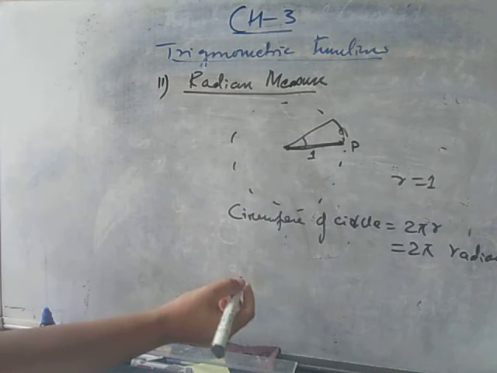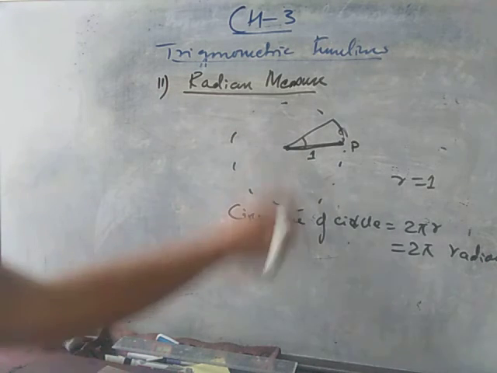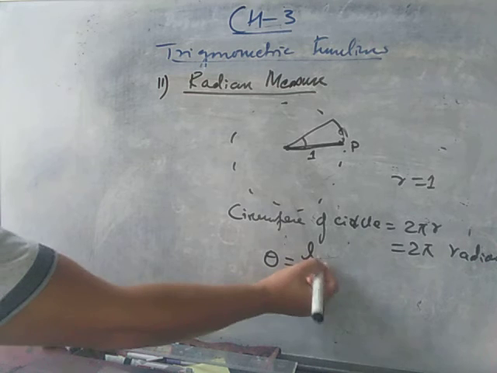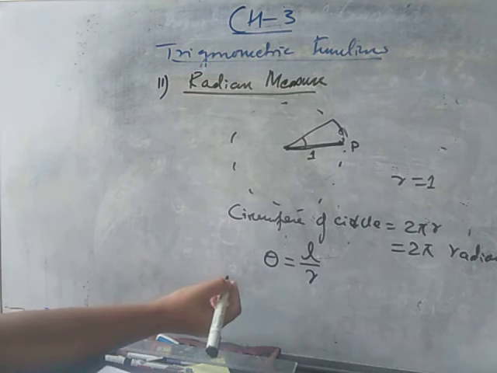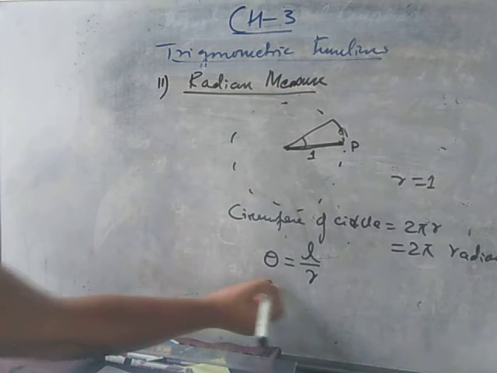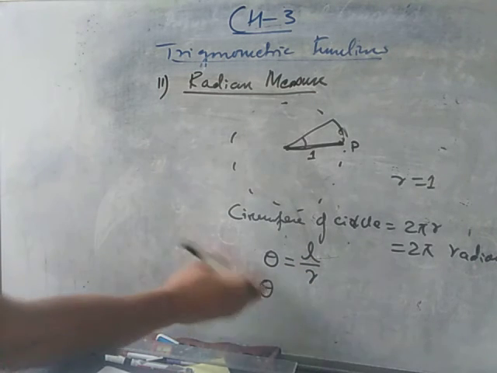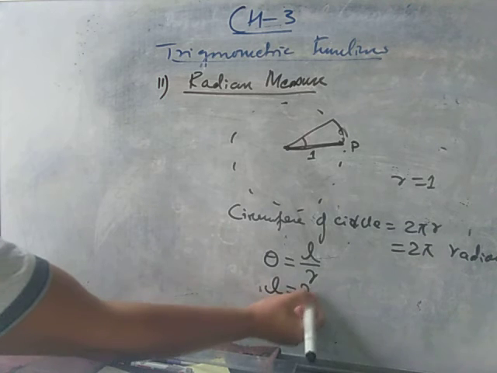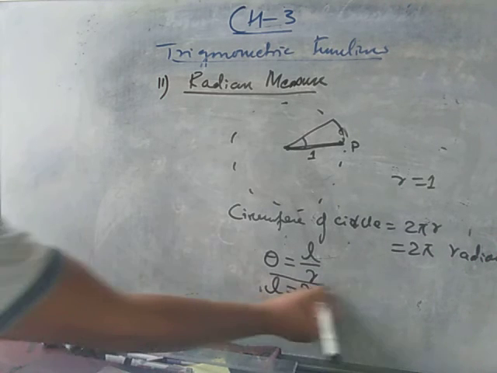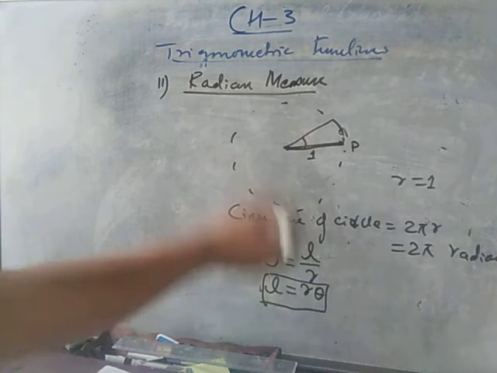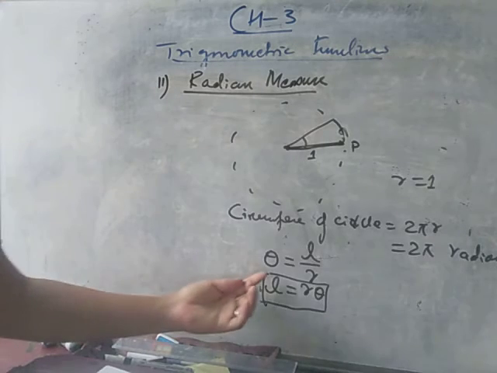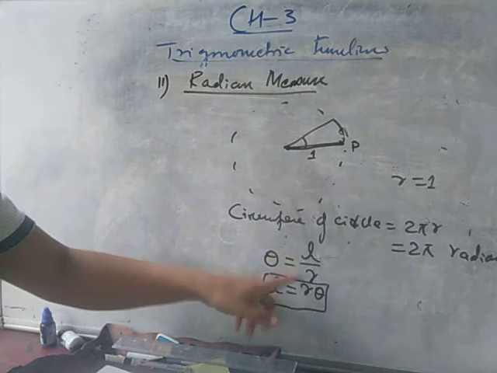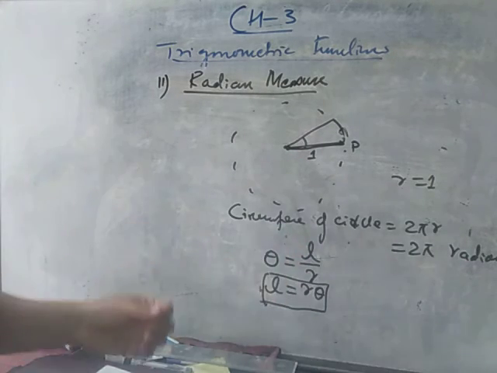And next, you know this one, isn't it? The arc of the circle and the radius will subtend an angle theta. You also know this equals how much? L by r, isn't it? So theta equals L by r, isn't it? So length of the arc equals r theta, isn't it? You have done this in class 9 also. So whatever angle it will subtend equals L by r.